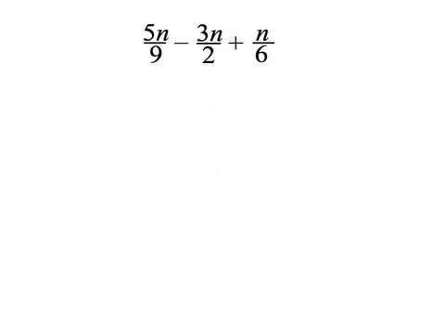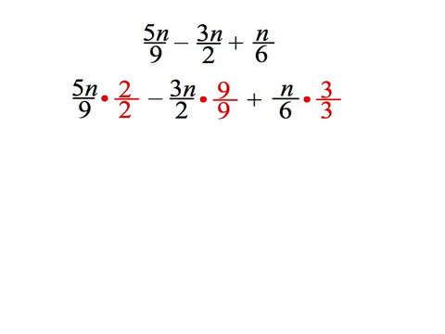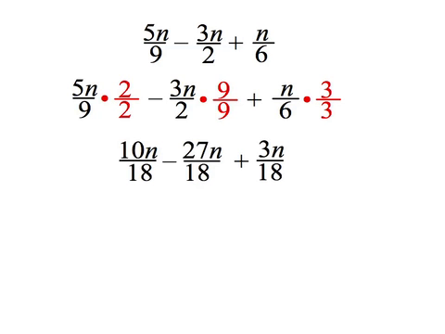Here's one that also has 3 different denominators. The 9 and the 2 are relatively prime. 9 times 2 is 18. 6 goes into 18. So we'll multiply the 5n over 9 times 2 over 2, the 3n over 2 times 9 over 9, and the n over 6 times 3 over 3, giving us 10n over 18 minus 27n over 18 plus 3n over 18.